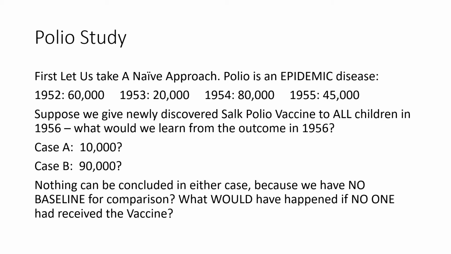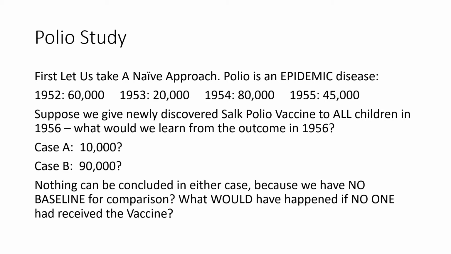These are not the true numbers. With this kind of variation, suppose that we give the polio vaccine to all the children in 1956 after these 4 years. What would we learn from the outcome? Well, suppose that there were very few cases, like 10,000. This is less than all of the 4 years. Would that mean that the vaccine had worked? We can't be sure, because maybe it went down from 45,000 to 10,000 just because polio didn't spread that year and the vaccine had no effect. Or even if it goes up to 90,000, which is doubling of cases, again, we can't be sure if it's due to the vaccine.